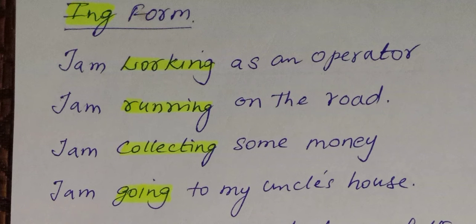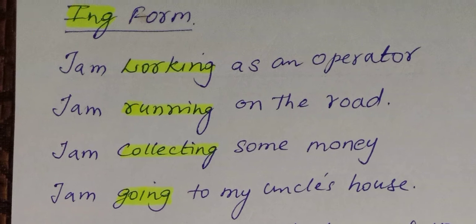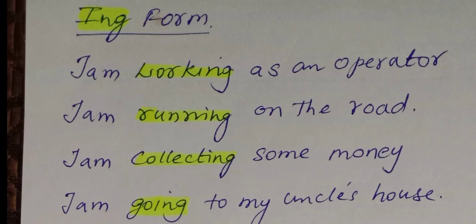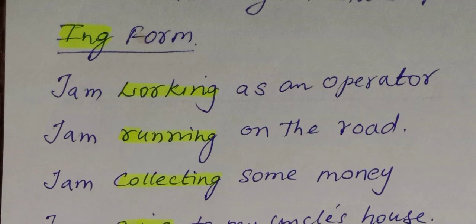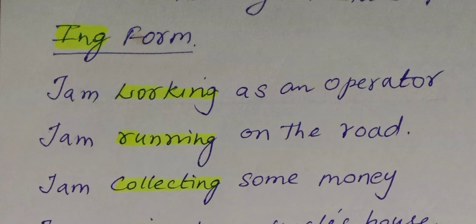I am working as an operator. मैं ऑपरेटर का काम करता हूँ. In this sentence, working is the ing form. Working मतलब काम कर रहा हूँ. Working is mostly used in present tense, but sometimes it is also used in past tense. Working verb form is work.